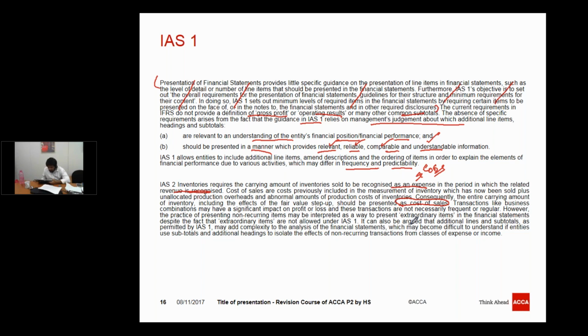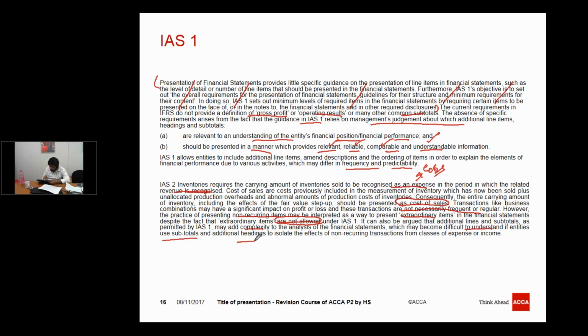Transactions like business combinations may have significant impact on the profit and loss, and these transactions are not necessarily frequent or regular. However, the practice of presenting non-recurring items may be interpreted as a new way to present the extraordinary item in the financial statement, despite the fact that extraordinary items are not allowed. So do remember this point, that when IAS 1 was last updated, the extraordinary items were removed from IAS 1. It can also be argued that the additional line items and subtotals as permitted by IAS 1 may add complexity to the analysis of the financial statements, which may become difficult to understand.